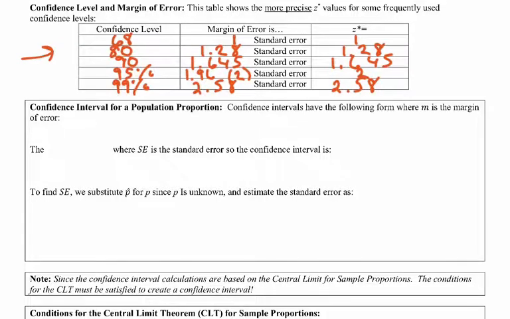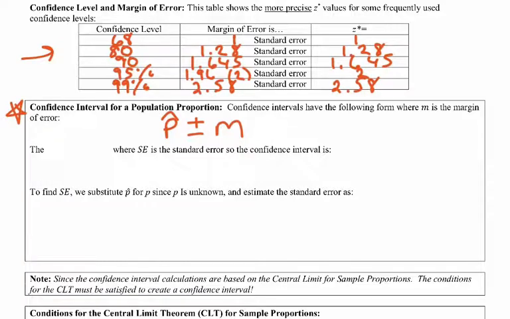Confidence intervals have the following form. If you have to compute a confidence interval by hand, this is the formula you're going to follow. The confidence interval is always in the form p hat, your sample proportion, plus or minus your margin of error. So you take your sample proportion and add the margin of error, and you take your sample proportion and subtract the margin of error.